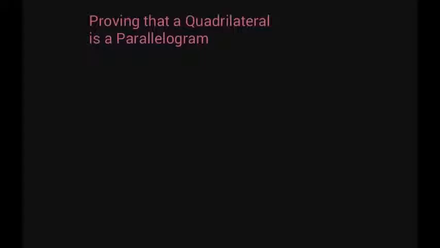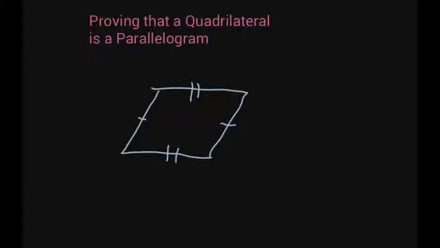Alright, today we're going to prove that a quadrilateral is a parallelogram. So let's start with the quadrilateral here. If I'm given that opposite sides are congruent, then the quadrilateral is a parallelogram. So if opposite sides are congruent, then it's a parallelogram.